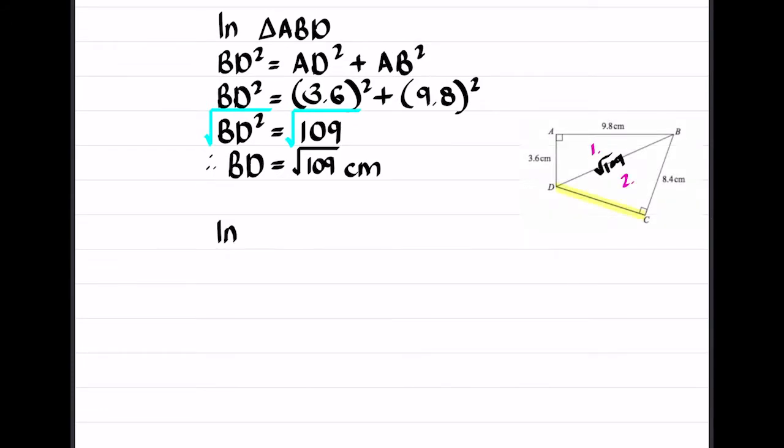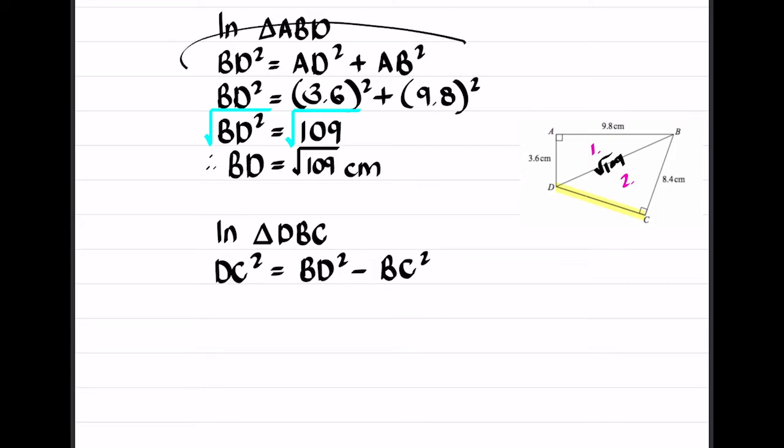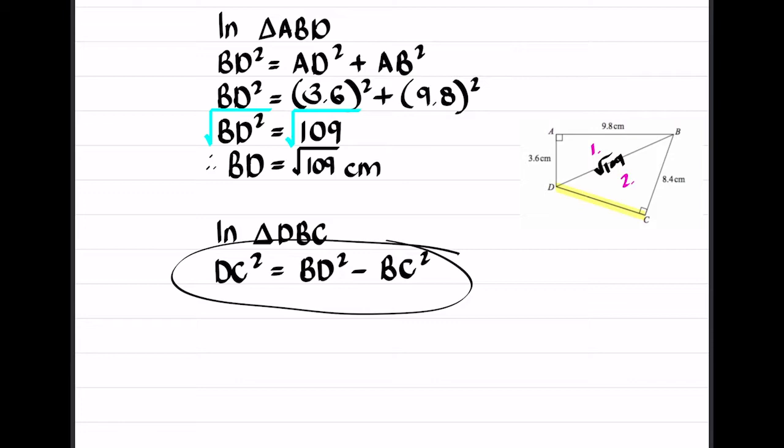So I'm going to swap triangles, so now I'm no longer in triangle ABD, now I'm in triangle DBC. So I know that I am looking for DC. So DC squared, that's one of the shorter sides, it's not the hypotenuse. So the shorter side is equal to the hypotenuse, and in this case the hypotenuse is BD. BD squared minus the other short side, which is BC squared. So you can see that the original Pythagoras formula is the hypotenuse squared is equal to side 1 squared plus side 2 squared, and the adjusted formula is that side 1 or 2 squared is equal to the hypotenuse squared minus the remaining side squared.